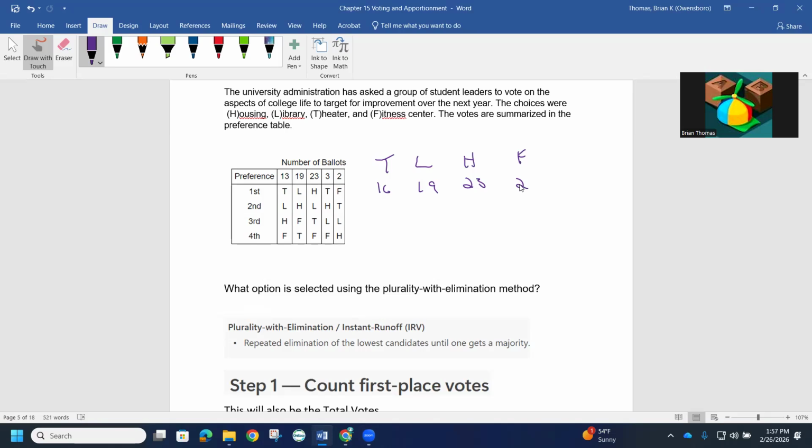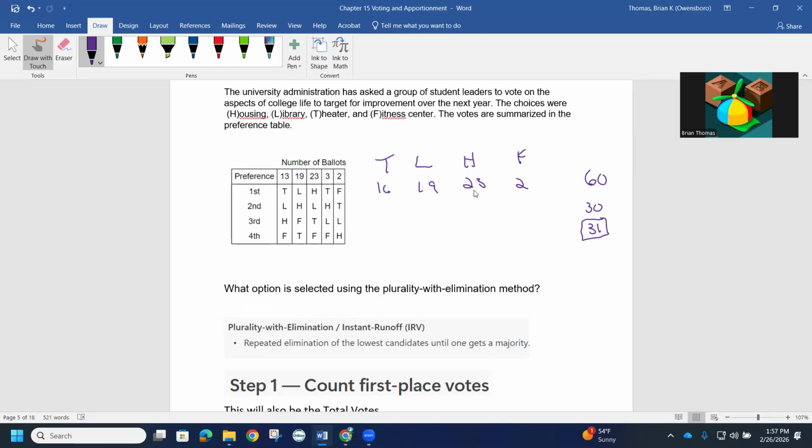So what we got to do is add these numbers together. I'm just going to do this on my phone. If we go 16 plus 19 plus 23 plus 2, we get 60 altogether. Now, to get a majority, half of 60 would be 30, but to be a majority, you got to be at 31. To win, you have to have 31, because you have to have a little bit over half to be a majority.